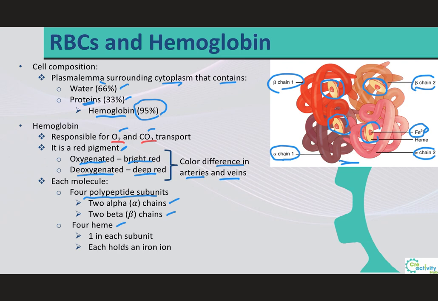Now, in the peripheral tissues, the conditions reverse because the active cells are consuming oxygen and producing carbon dioxide. As blood flows through these tissues, oxygen will diffuse out of the plasma and carbon dioxide diffuses in. So the red blood cells will then release oxygen and absorb carbon dioxide.